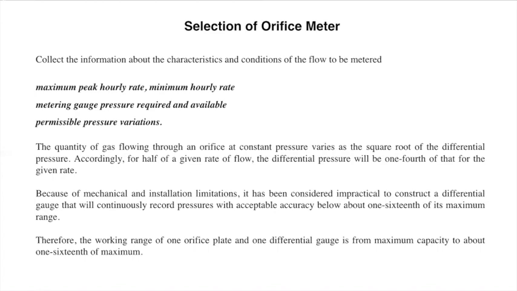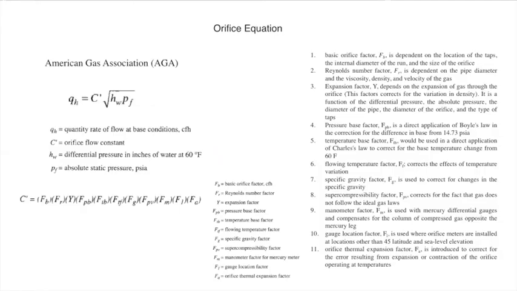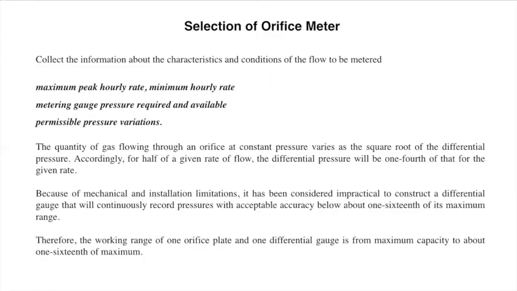Practically, the quantity of gas flowing through an orifice at constant pressure varies as the square root of the differential pressure. As I have shown you in the earlier equation, this quantity of flow, QH, depends on the root of the differential pressure. Suppose your flow is taking place through a pipe at half the rate. Earlier it was Q, now it is Q by 2. So your differential pressure will be 1/4 of that at the given rate, as per the given equation.